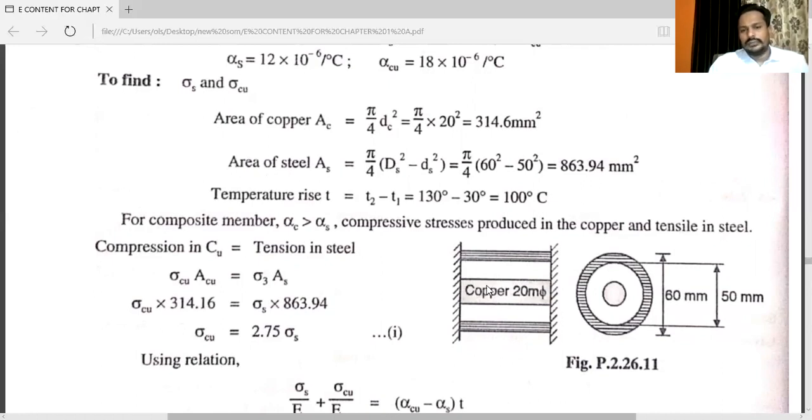Copper is a solid, so here the formula for a solid circular bar is pi by 4 into dc square. You will get the area of copper, that is 314.6 mm square.